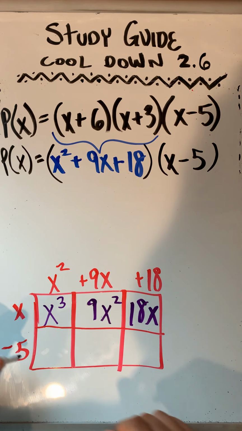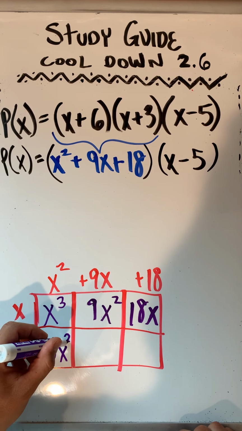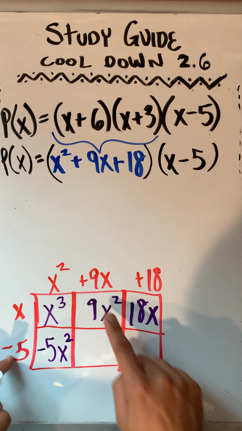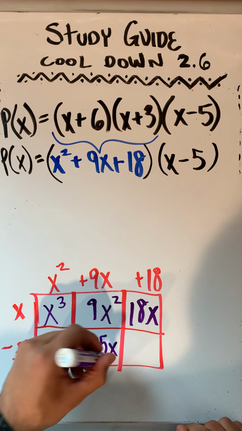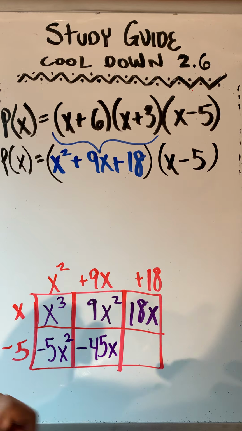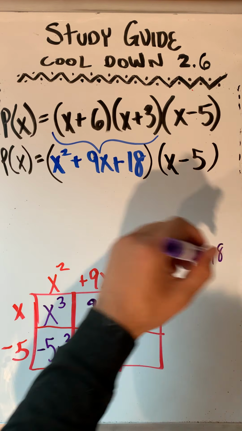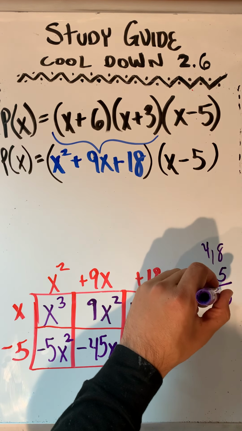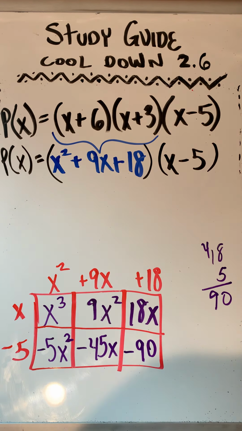Negative 5 times x squared is negative 5x squared. Negative 5 times 9x. So these two constants multiply to give you negative 45x, and then negative 5 times 18. What does that give us? I don't know. Let's go ahead and do it on the side. 18 times 5, 0, 4, 90, negative 90. There we are.